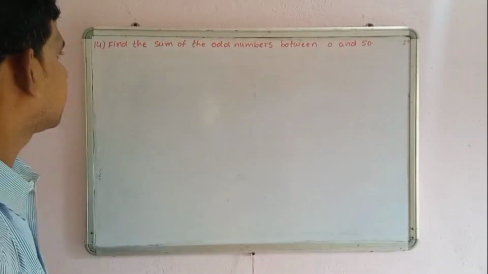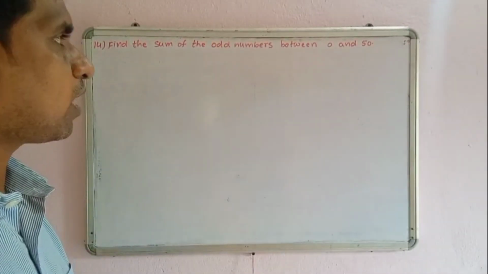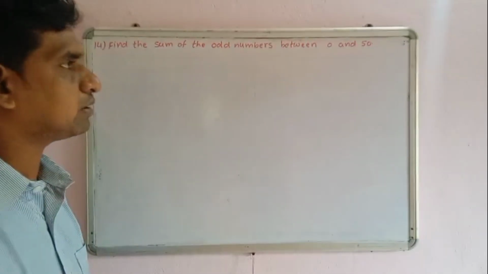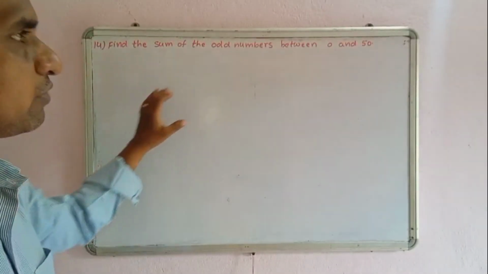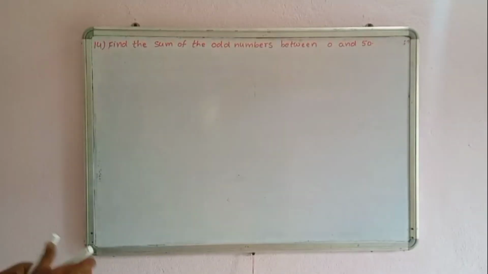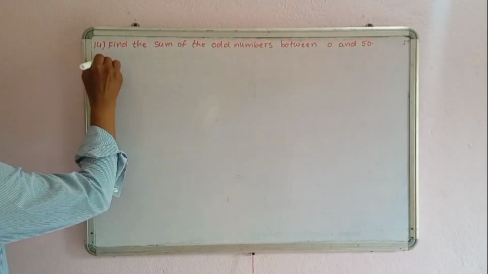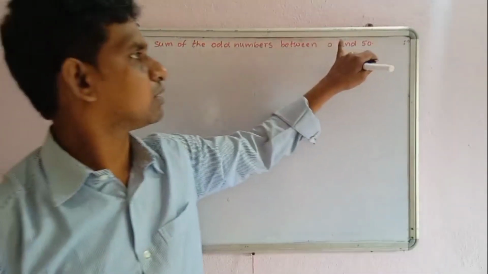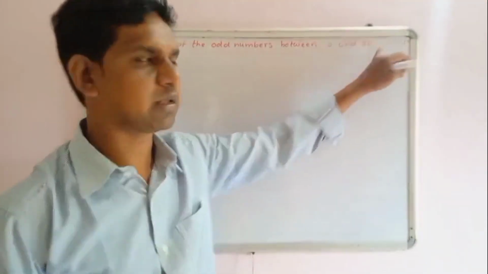Problem 14. Find the sum of the odd numbers between 0 and 50. Okay, see. What is the first odd number between 0 to 50? So 1.